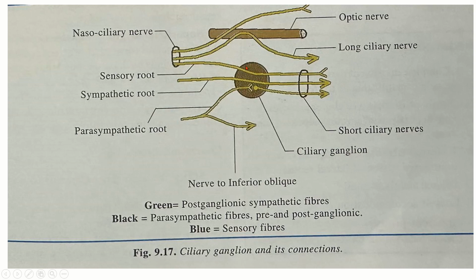If we see, the sensory root is not relaying in the ganglion and the sympathetic root is also not relaying in the ganglion; only the parasympathetic root is relaying. From there the second order neurons are going. All these roots pass through the short ciliary nerves, which go and supply the sphincter pupillae muscle and ciliaris muscle.